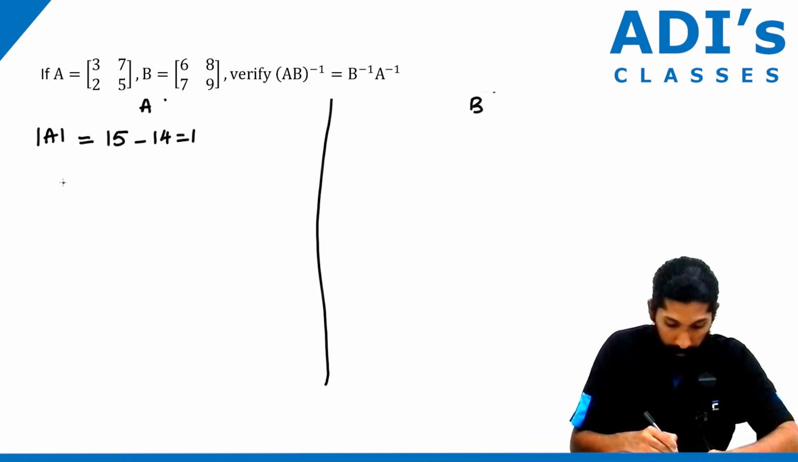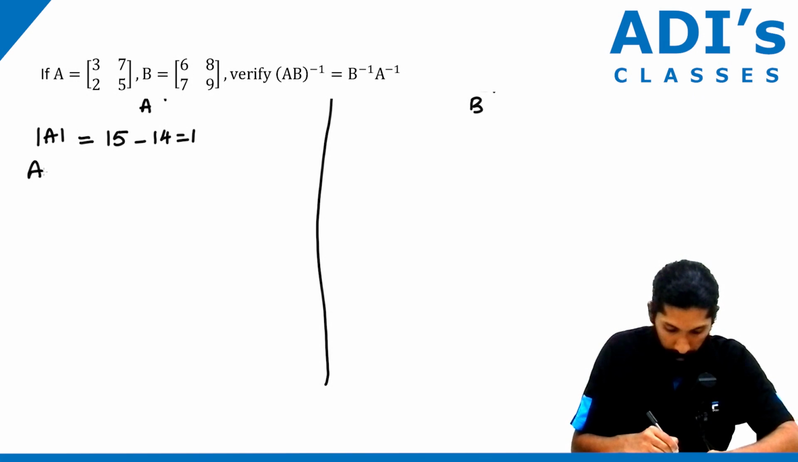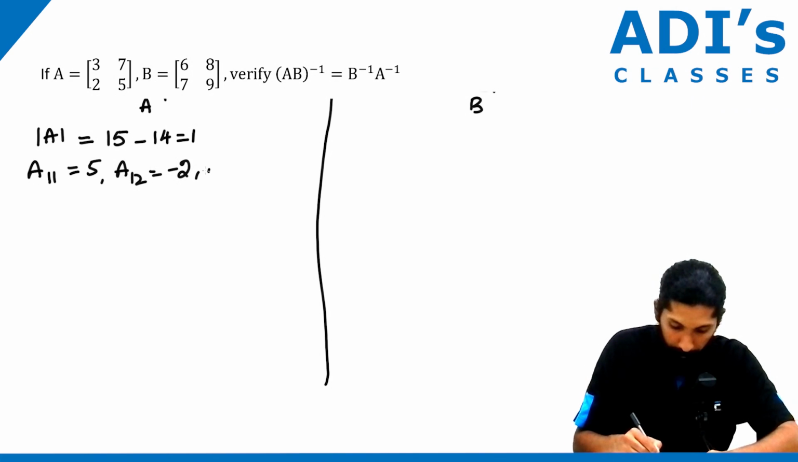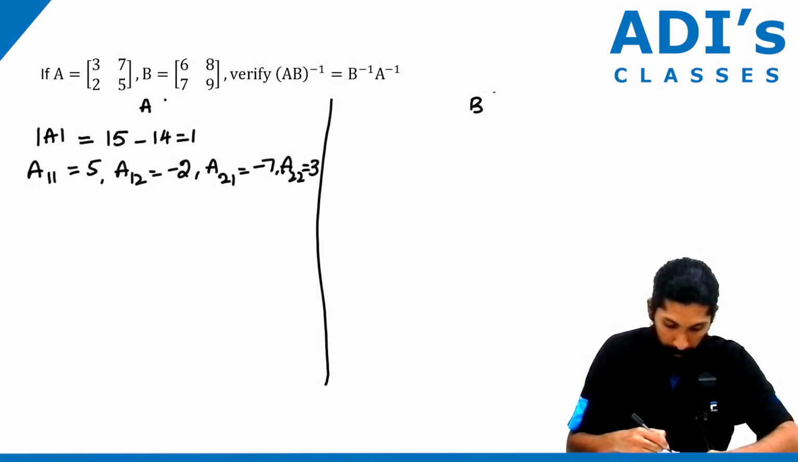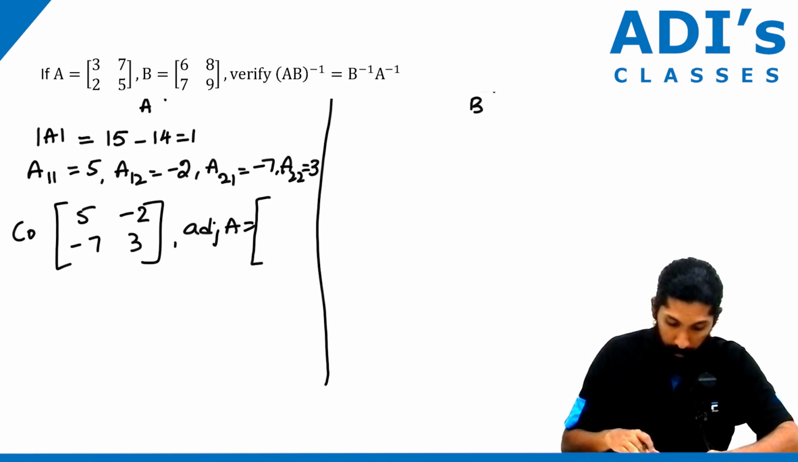Determinant. Now directly we can write the adjoint or cofactor. So A11 is equal to 5, A12 is equal to minus 2, A21 is equal to minus 7, and A22 is equal to 3. So when we take the adjoint, first the cofactor is 5, minus 2, minus 7, and 3. That means the adjoint of A is the transpose of this one: 5, minus 7, minus 2, and 3.